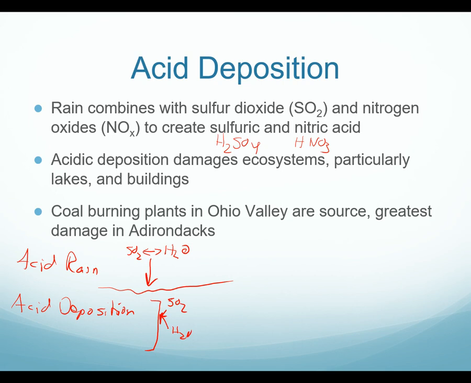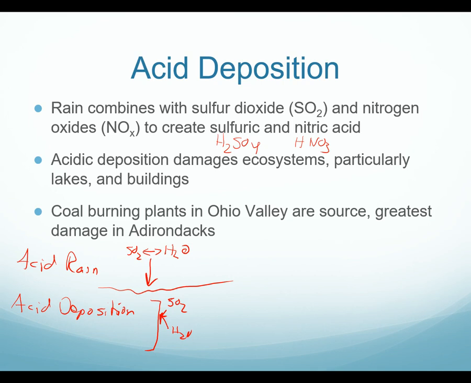So you can go back to chapter 2 when we talked about deposition. Deposition is the change of state from gas directly to solid. And so you have both types of acid rain. You have acid rain and acid deposition. Anyway, so acid deposition can really be dangerous for ecosystems, particularly for lakes and buildings.